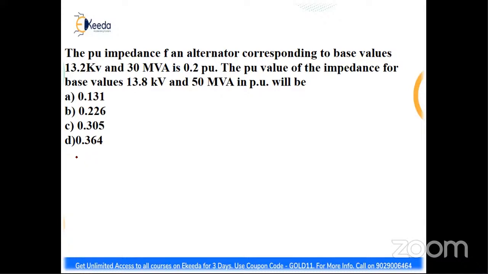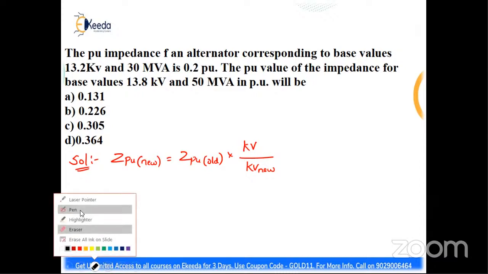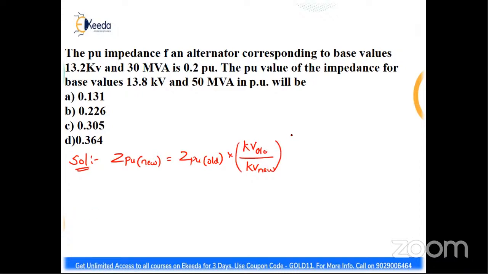Again the same impedance formula. So we can write now ZPU new is equal to ZPU old into kV old divided by kV new, whole square, into MVA new divided by MVA old. So now substituting the values.